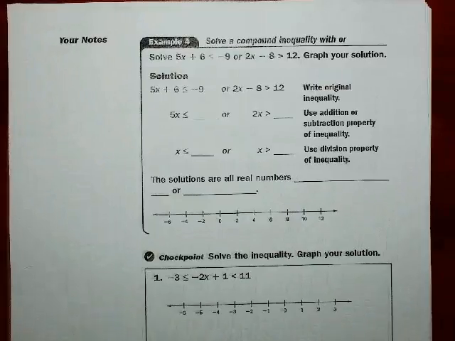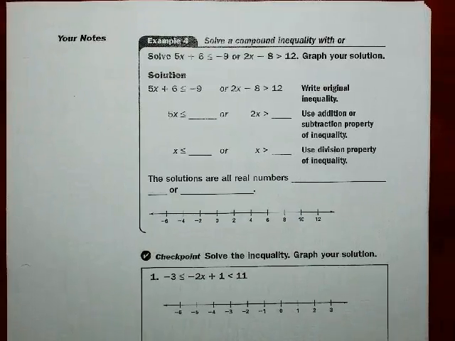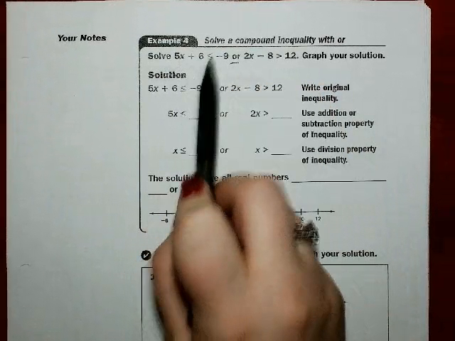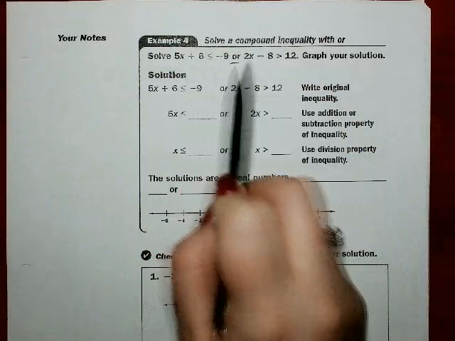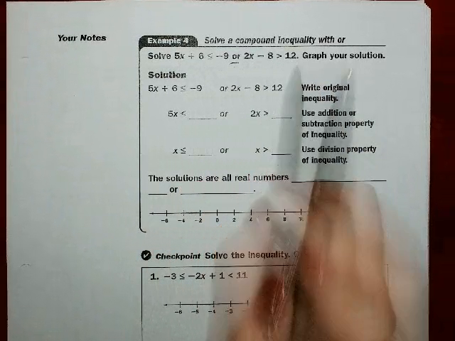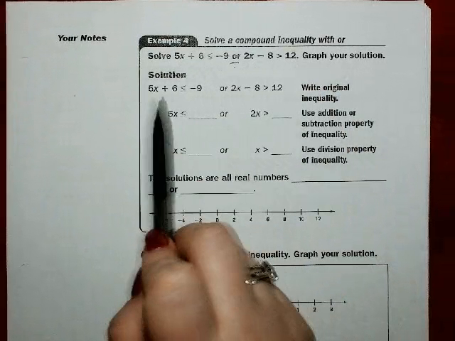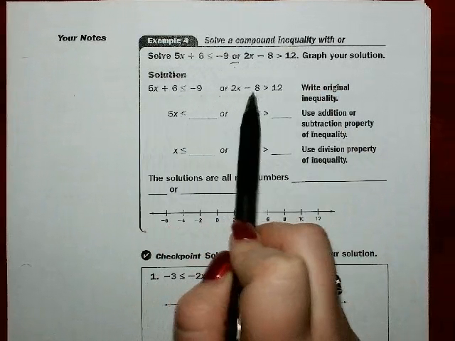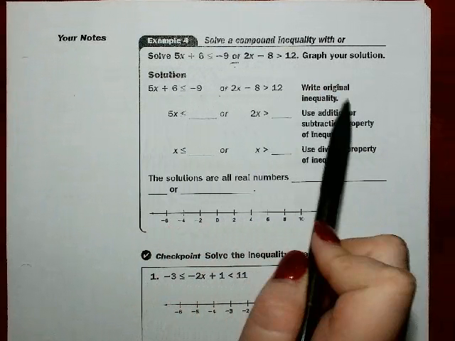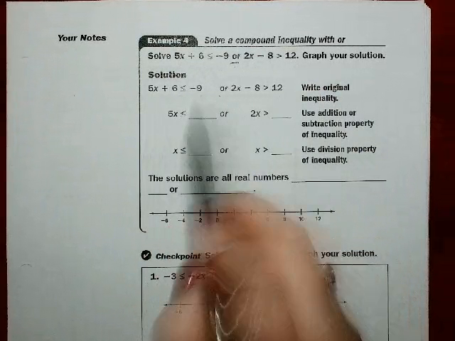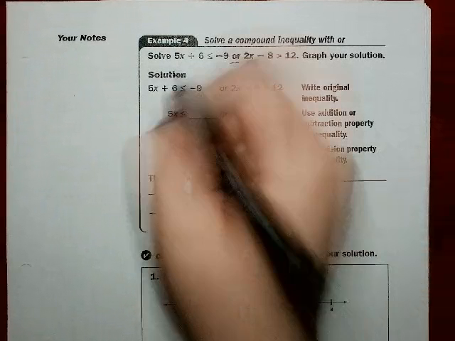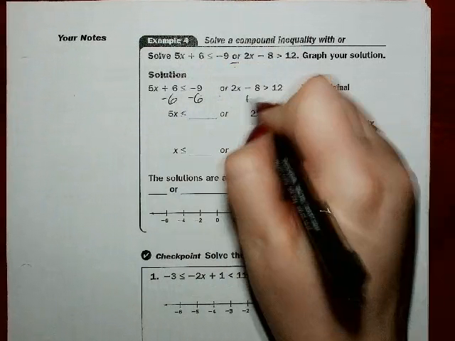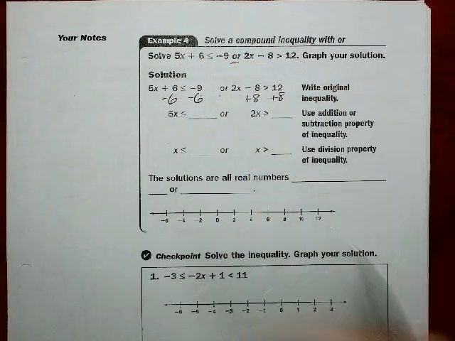Okay, last example. Solve a compound inequality with OR. So we have an OR in between this time. 5x plus 6 is less than or equal to negative 9, or 2x minus 8 is greater than 12. We rewrote the original inequality. So now we are going to subtract 6 here, and then on this one we have to add 8. We're just pretending these are equations and solving normally.